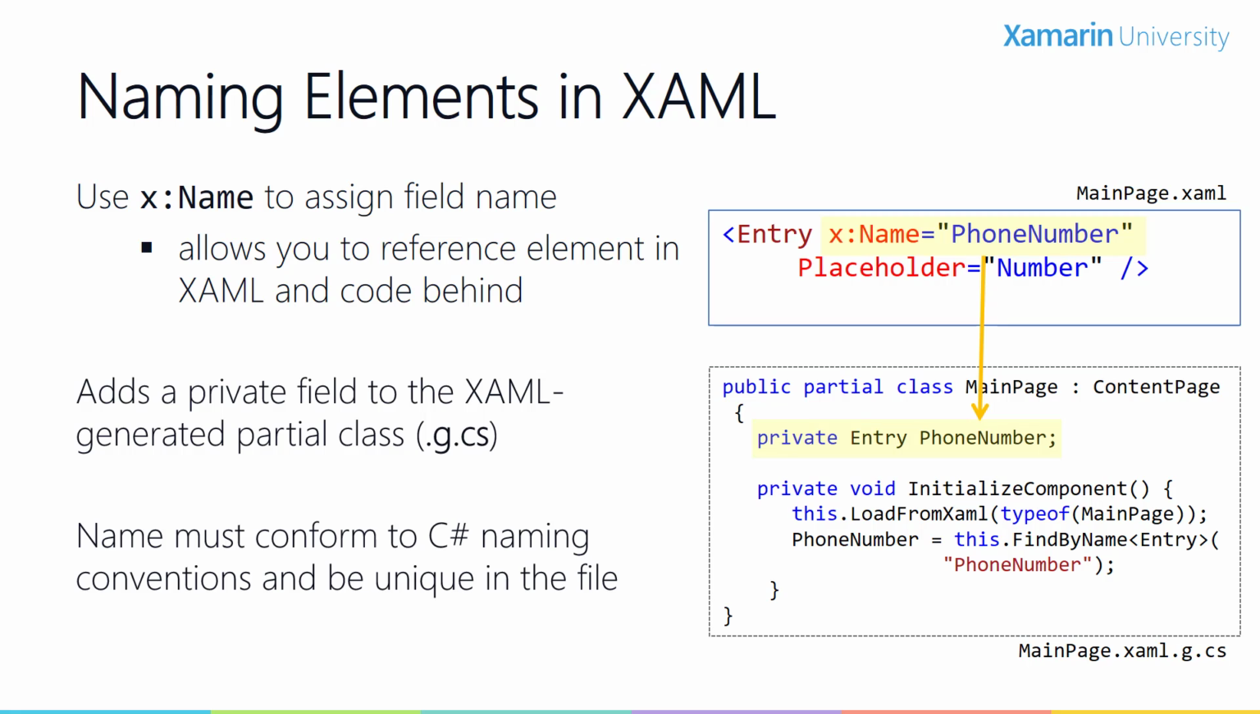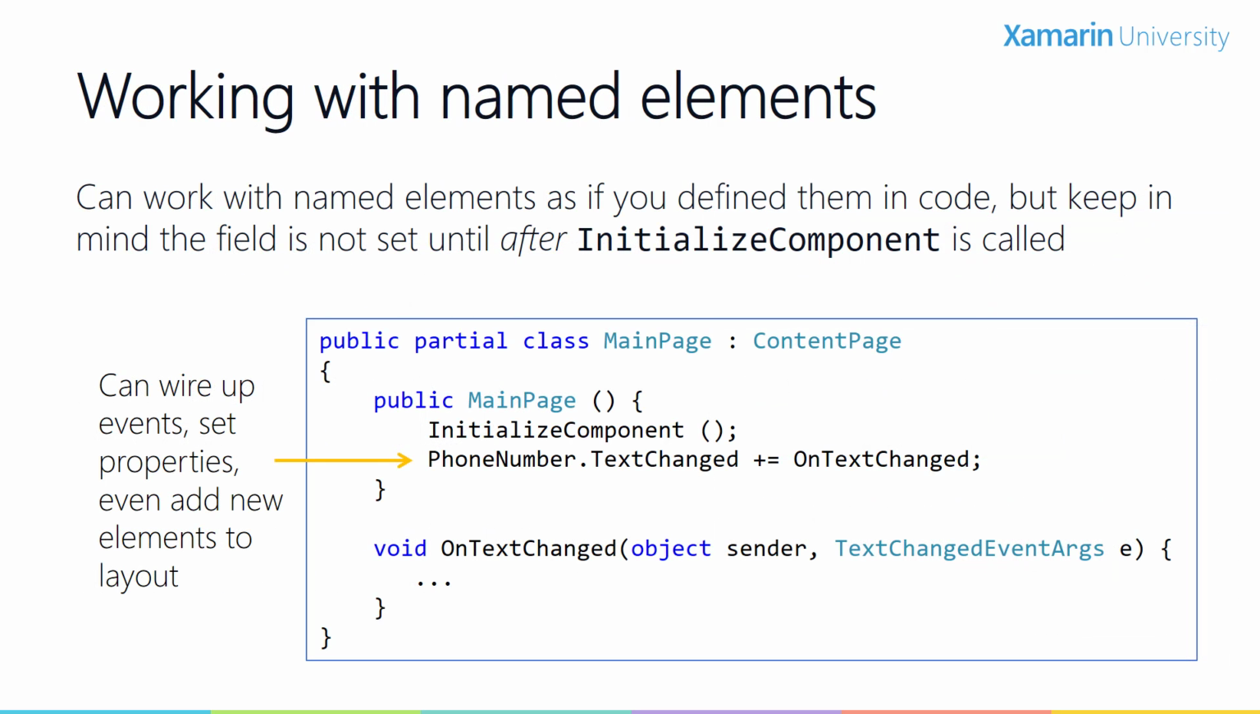So this source file and our code behind source file are the same exact class. Because I define this field in this class, it will be available in my code behind file as well. Going into our code behind, you can see we can access this field. We're saying phone number, and then we can subscribe to events or access properties. Here, we're subscribing to the text changed event. As we type and the text changes, it's going to fire off the event handler on text changed.